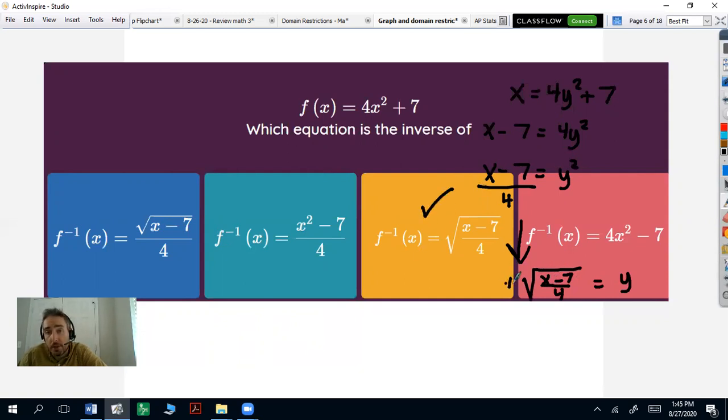Technically, we should include a plus or minus, but this would not be a one-to-one function because if you graphed it, it would be a parabola. So just keep that in mind later when we talk about one-to-one functions, it'll fail the horizontal line test. So its inverse would only be a function if it were the positive value, the square root of x minus 7 over 4, and that's why you see this without the plus or minus. But if you're finding the entire inverse, you want to do the plus or minus.